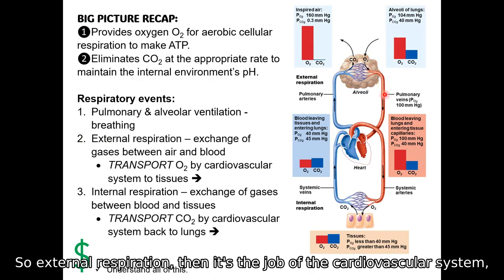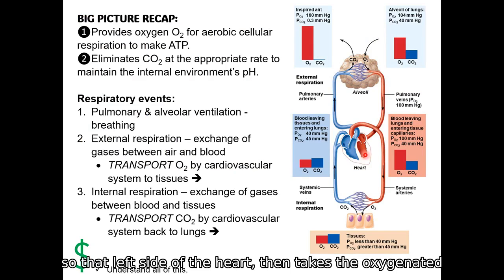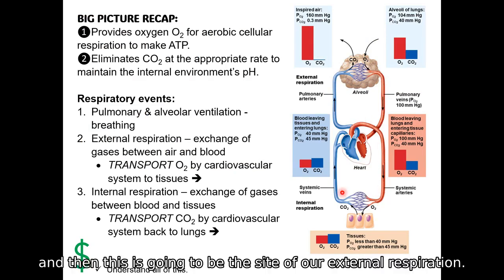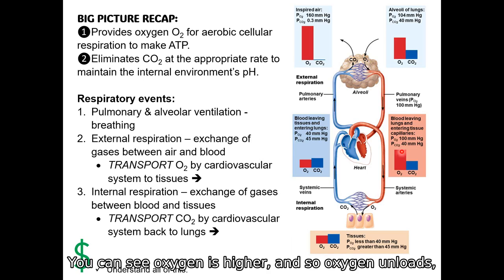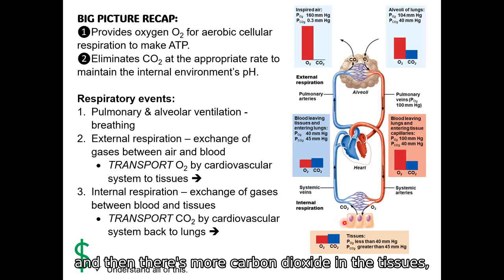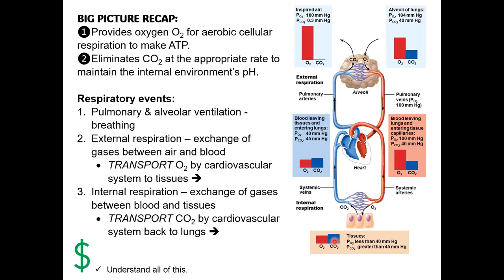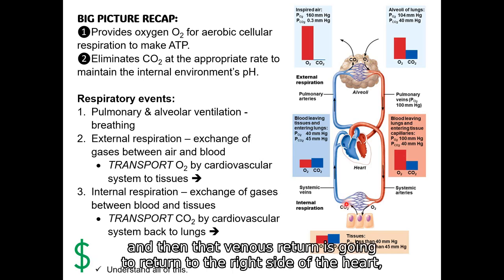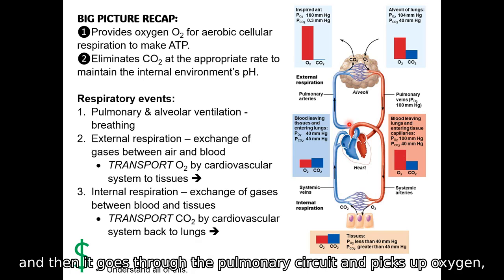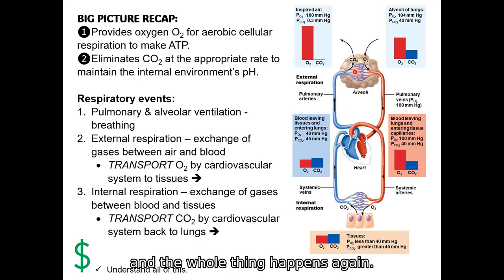So after external respiration, it's the job of the cardiovascular system, so that left side of the heart, then takes the oxygenated blood to the tissues, and then this is going to be the site of our internal respiration. Oxygen just diffuses based on partial pressure. You can see oxygen is higher. And so oxygen unloads, and then there's more carbon dioxide in the tissues. So carbon dioxide will diffuse from the tissues into the blood, and then that venous return is going to return it to the right side of the heart, and then it goes through the pulmonary circuit and picks up oxygen. The whole thing happens again.